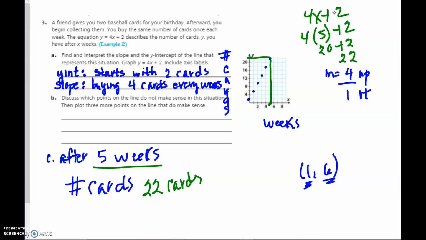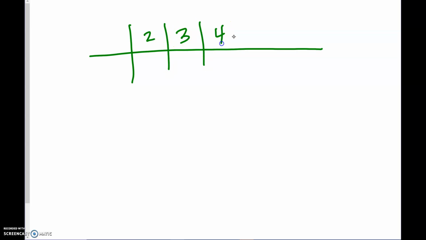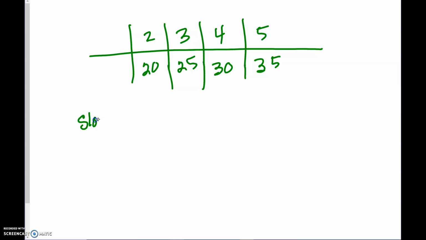Okay, so the last thing I want to talk about is if we have a chart and there's a pattern going here of 2, 3, 4, 5, and we start here at 20 and we go up to 25 and then 30 and then 35. From this chart, can you find slope? And can you find the Y-intercept? Well, I'm telling you that it is a constant rate of change. So can you find slope?